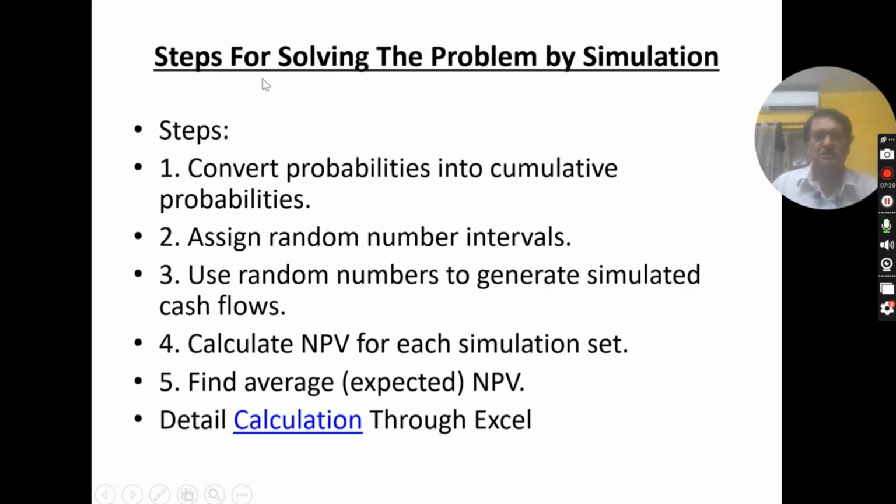Okay. Now steps for solving the problem by simulation. This is the steps for using the simulation technique. First, convert probabilities into cumulative probabilities. Assign random numbers interval and use random numbers to generate simulated cash flows. Okay, and calculate NPV for each simulation set and find average or expected NPV in this way. So this is the steps. You can again check it. Now I am going to show the detailed calculation through Excel sheet.